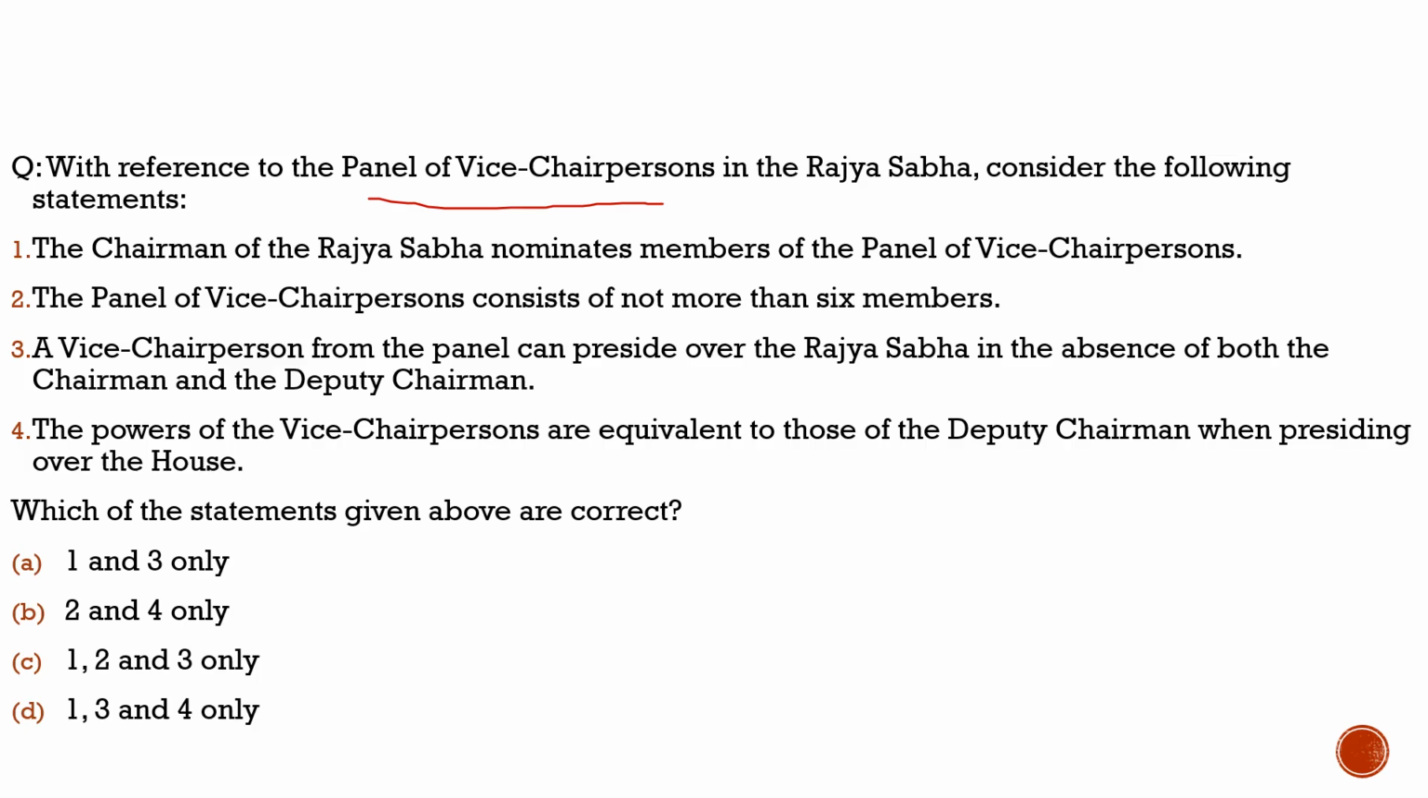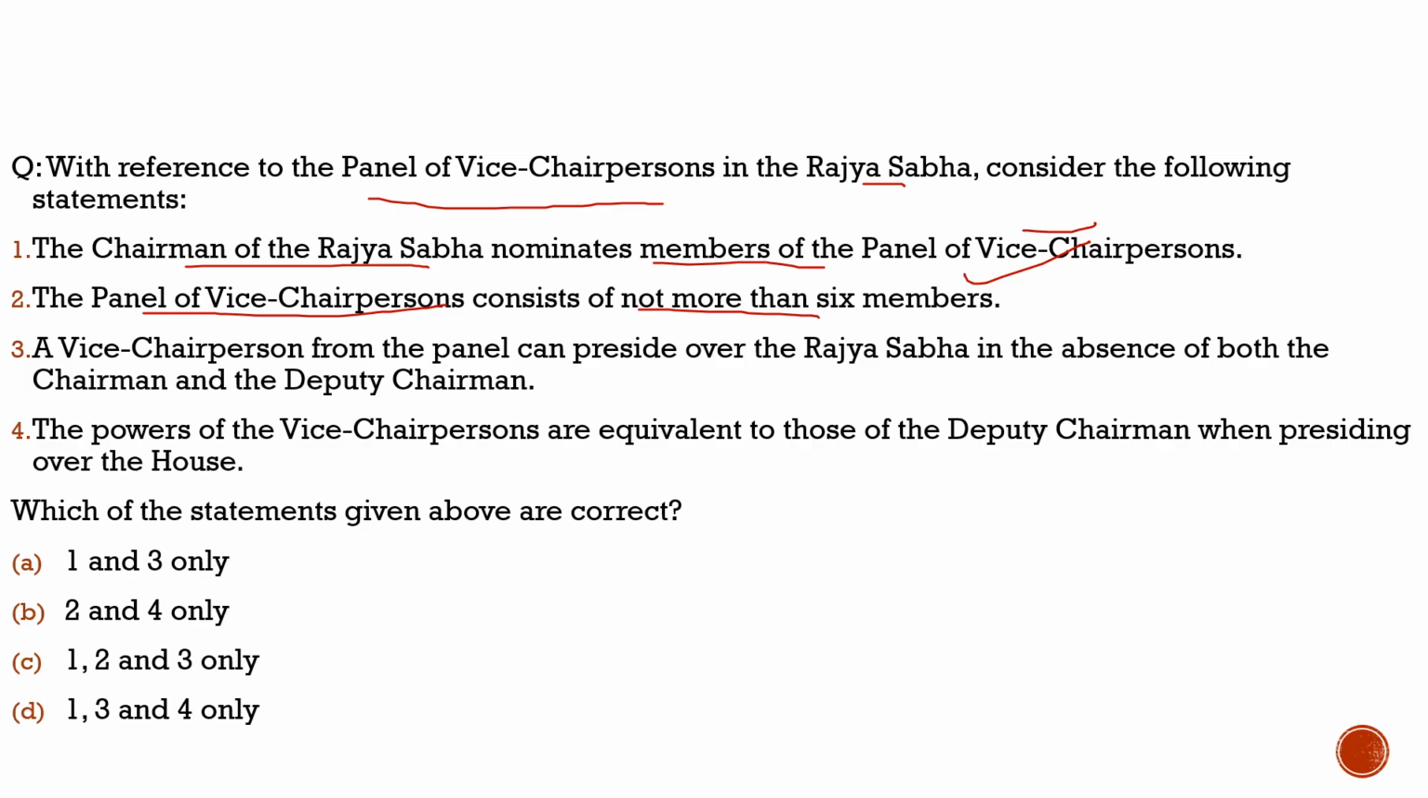So with this, I hope you could answer this question. Now let's solve the question and get more information about it through this question. Here the question says, with reference to the panel of vice chairpersons in the Rajya Sabha, consider the following statements. First statement: the chairman of the Rajya Sabha nominates members of the panel of vice chairpersons. 100% correct. He nominates the members.